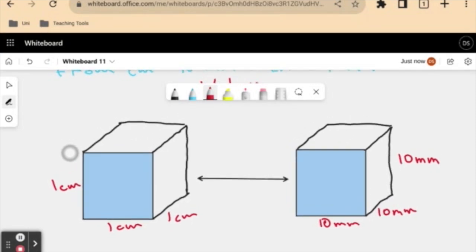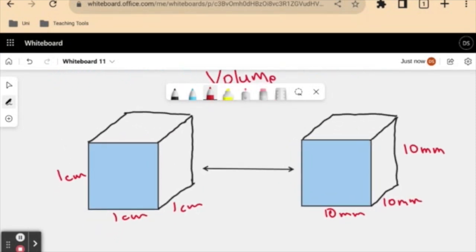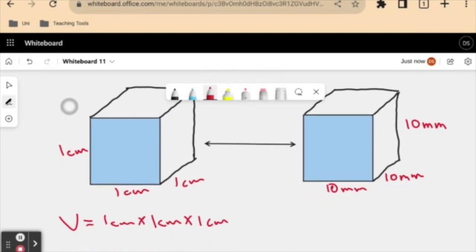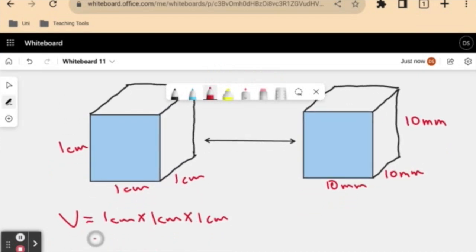So taking this same concept that we've talked about, I'll say, well, the volume of my left-hand side cube is 1 centimeter by 1 centimeter by another centimeter. And I end up with, because these are all 1, I'm going to end up with 1 centimeter cubed here on my left-hand side.